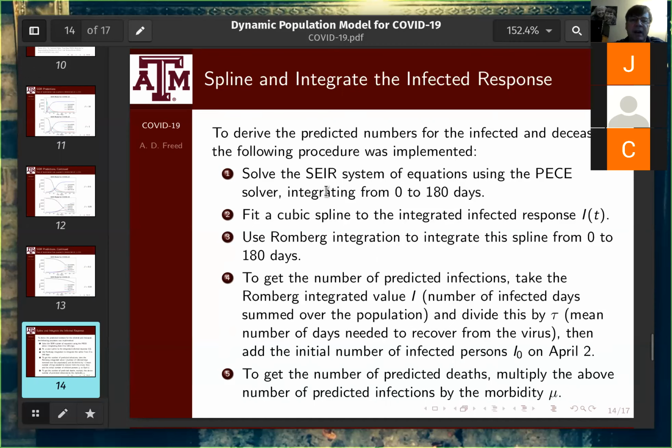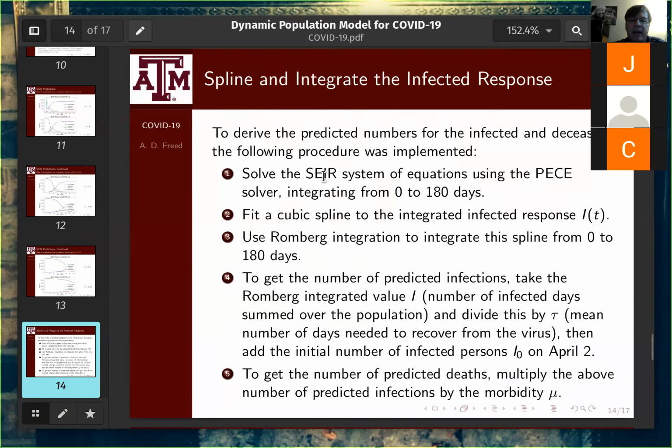So we begin by solving the SEIR system of equations. In this case, we use the predictor-corrector method. And I integrated from 0 to 180 days. In other words, I want to see what this prediction will be roughly in 6 months from now, okay? If I wanted to see what it was going to be in 3 months, I'd integrate from 0 to 90 days. In a year, 0 to 365. So stopping where you integrate would tell you what your predictions would be at that point in the future.